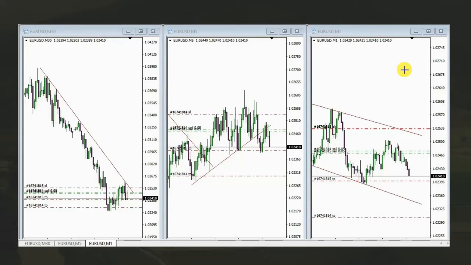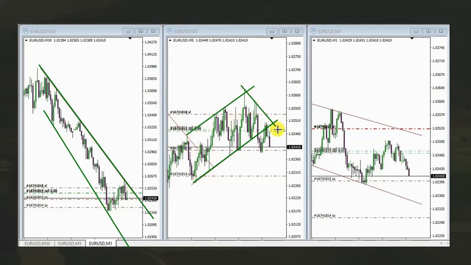As you see, the macro chart, which is a 30-minute chart, is in downtrend, and then in the structural 5-minute chart, you see that the channel of the pullback of correction was completed and the sellers are back, and you can see the beginning of the downtrend channel. This can be seen in 1-minute trading charts clearly.